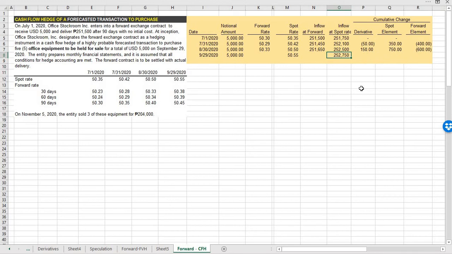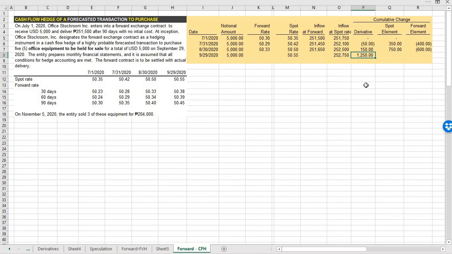So, unahin muna natin si derivative. So, ano ang cumulative change ng ating derivative since July 1, 2020? So, starting 251,500, naging 252,750 on this date, September 29, 2020. So, magkano ang change? So, obviously, tumaas. At magkano ang itinaas? That is 1,250 pesos. Yung difference ng 251,500 at 252,750.